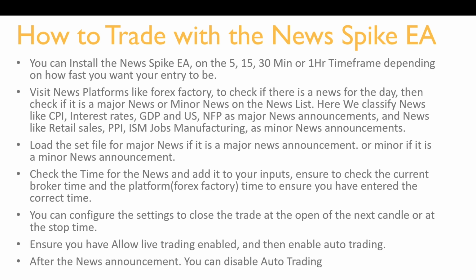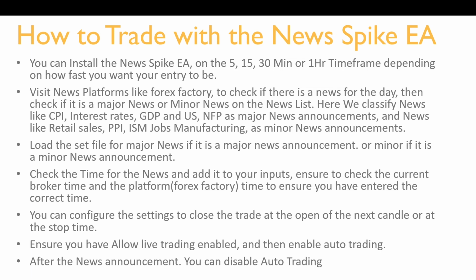so how do you trade with the news spike EA? You can install the news spike EA on the 5, 15, 30, or 1 hour time frame, depending on how fast you want your entry to be. So if you want to get a fast entry, you can set it up on the 5 minutes. If you want to get a slower entry, you can set it up on the 1 hour.